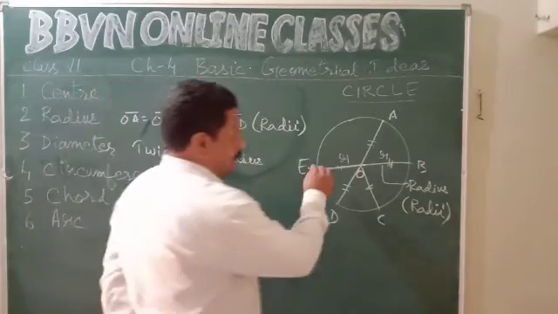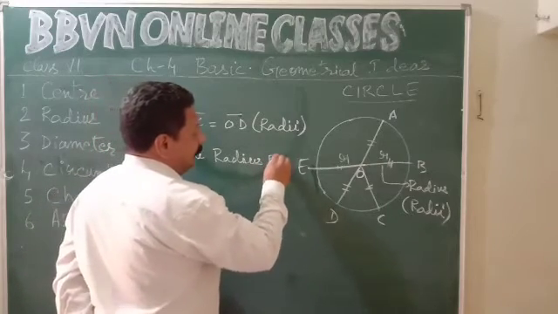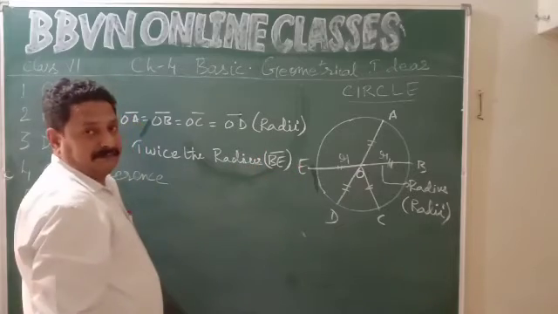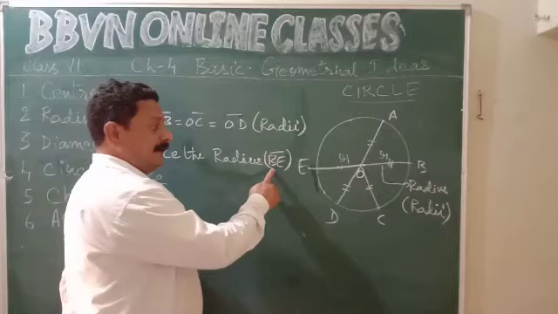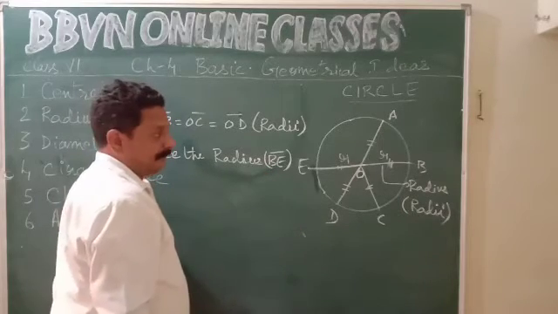It is a line segment. So I can say line segment BE is the diameter of this circle. It passes through the center. Its length is twice the radius of the circle, right?